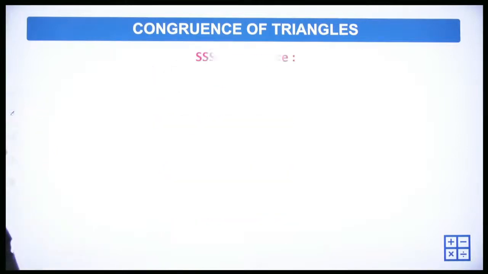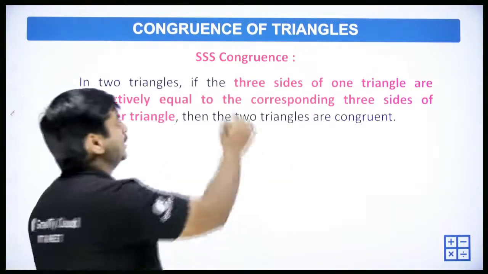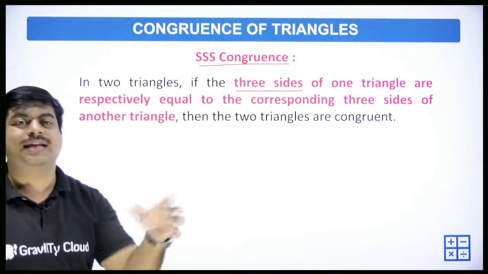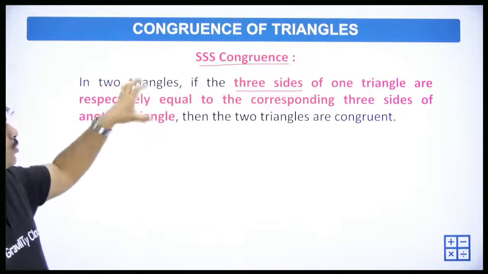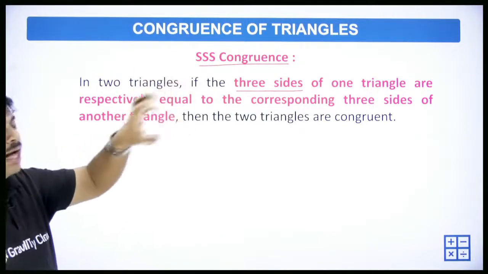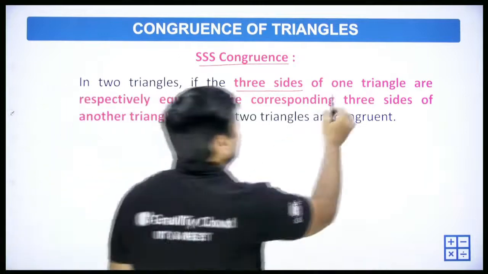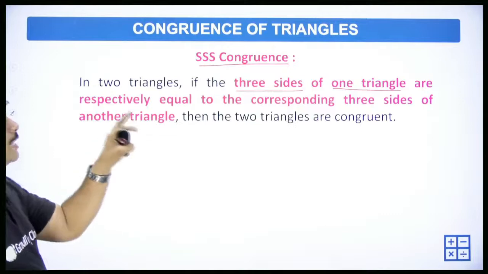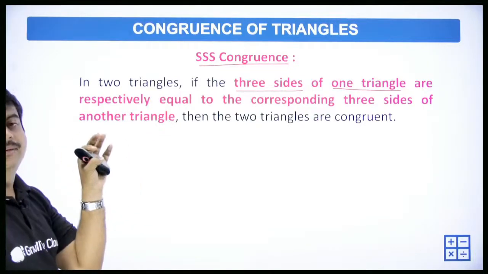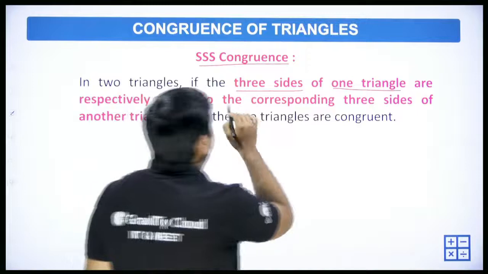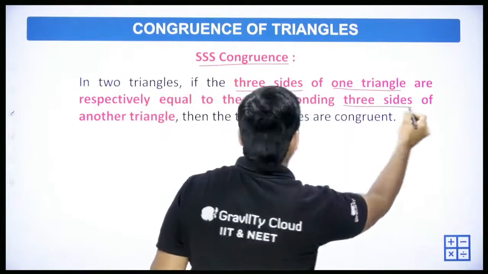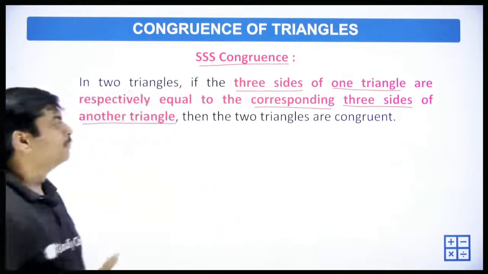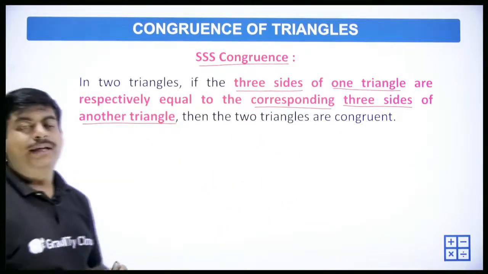Right, so moving forward, let's try to understand what SSS congruency is. All three sides, that is very important, side side side. If the three sides of one triangle are respectively equal to the corresponding three sides of another triangle, what do you mean by this corresponding? I'll tell you. Then the two triangles are congruent.